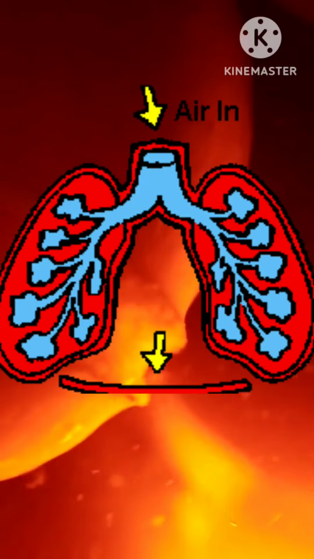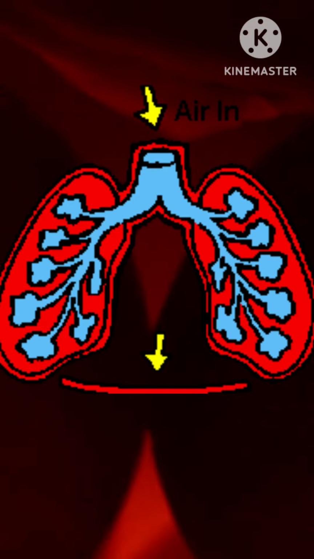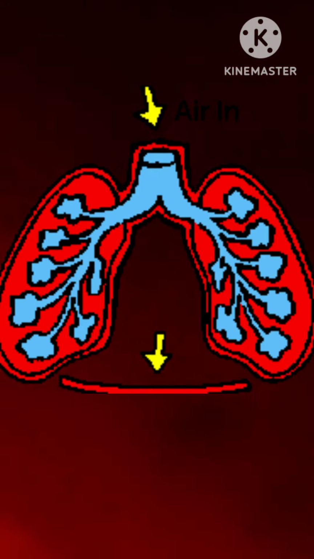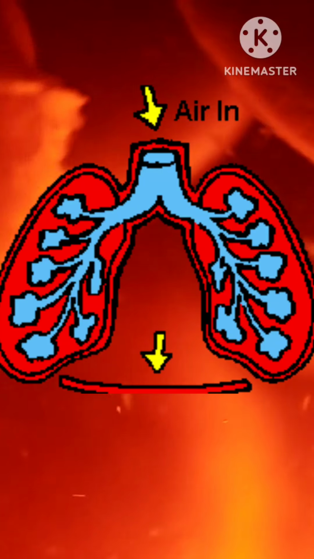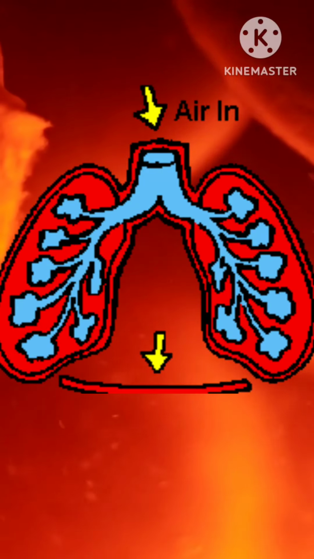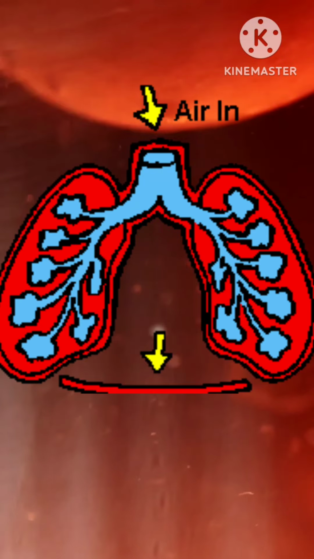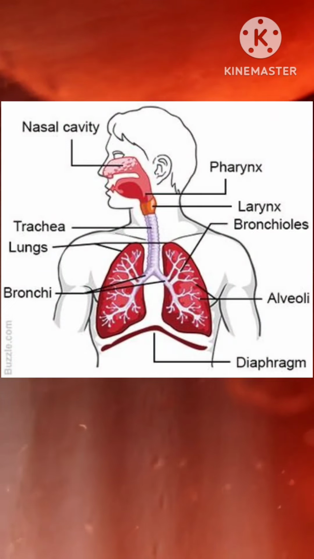During inhalation, the diaphragm contracts and flattens, while the intercostal muscles between the ribs expand the chest cavity. This creates a vacuum, pulling air into the lungs through the nose or mouth. Air travels down the trachea, bronchi, and bronchioles, reaching the alveoli.